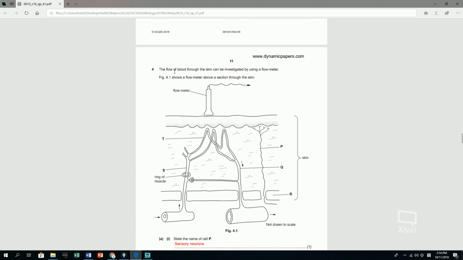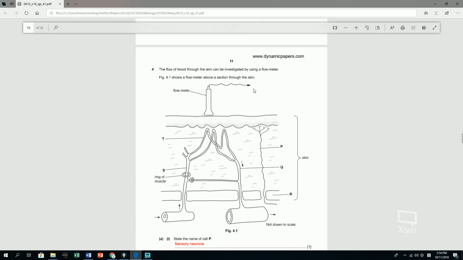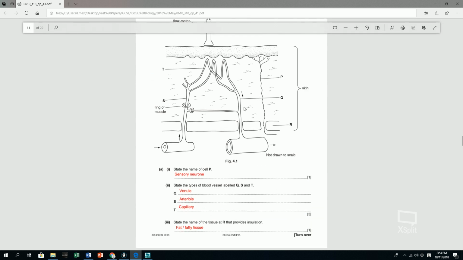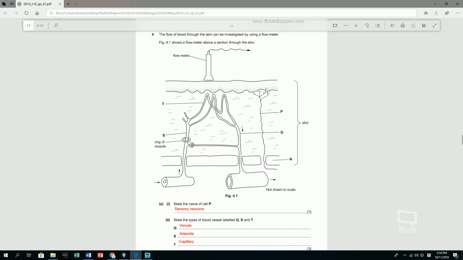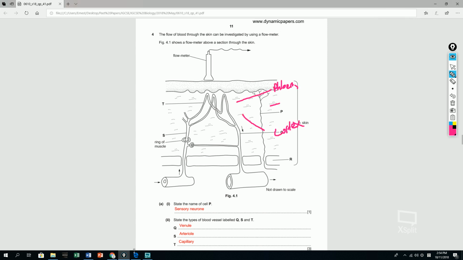So this question here is about the flow of blood through the skin, which is apparently investigated using a flow meter. That's not really too important. It's more important to understand what's going on and the theory behind all this. First of all, in this question, they get you to label some simple stuff. So P is a sensory neuron that carries impulses from the receptors which exist in the skin all the way to the brain. And you've got some things here, and I'll just label some of these for you.